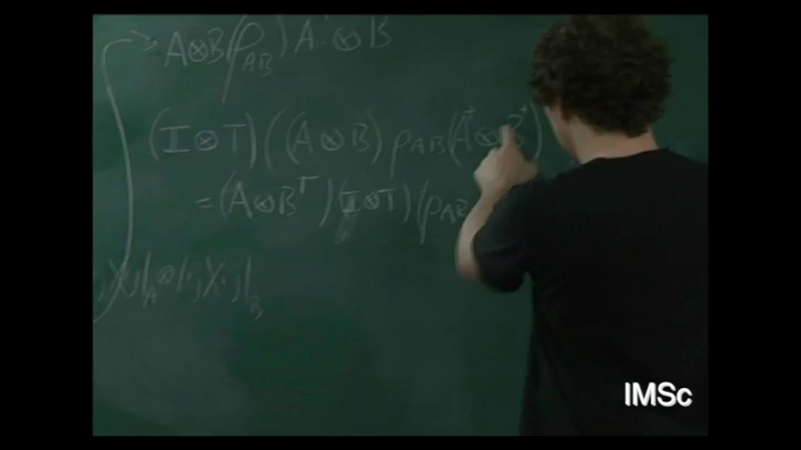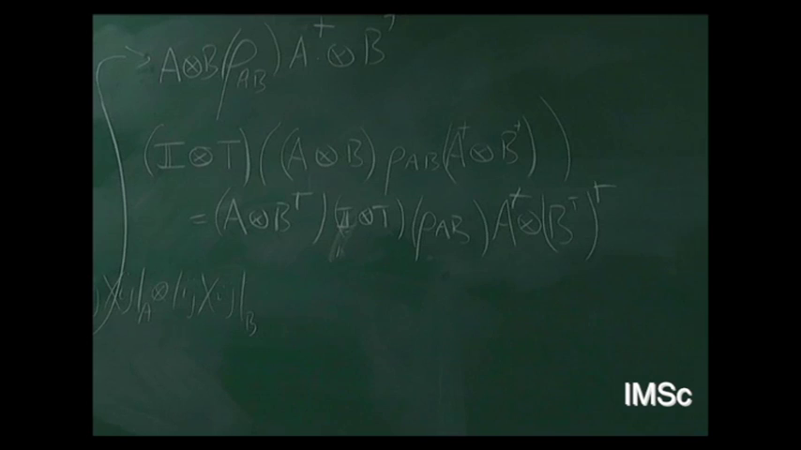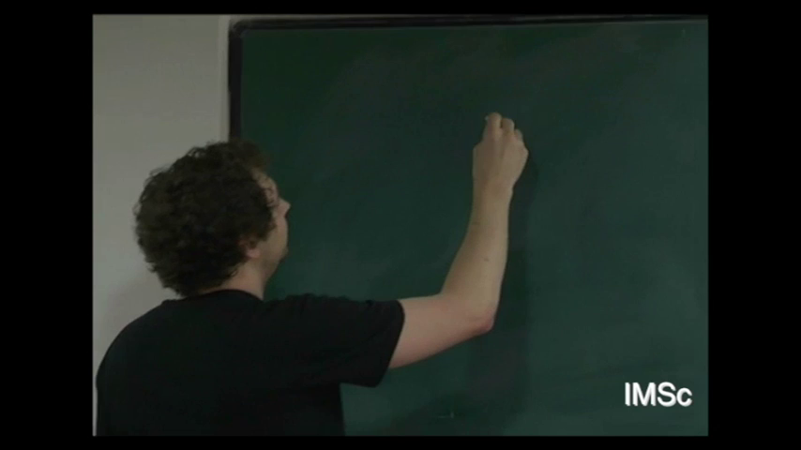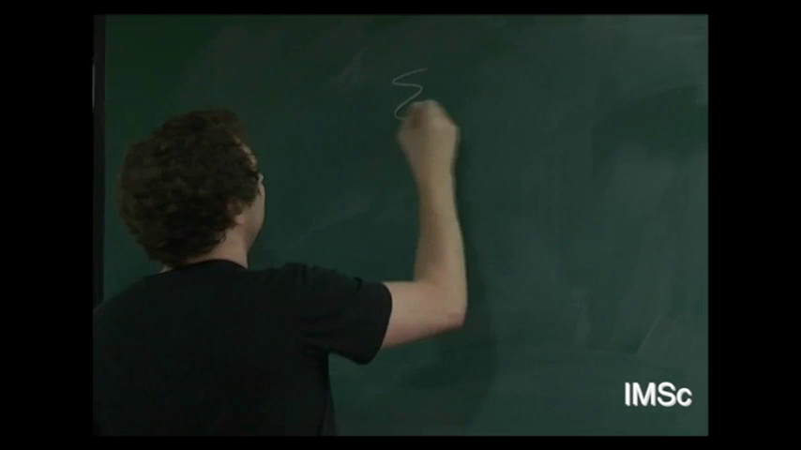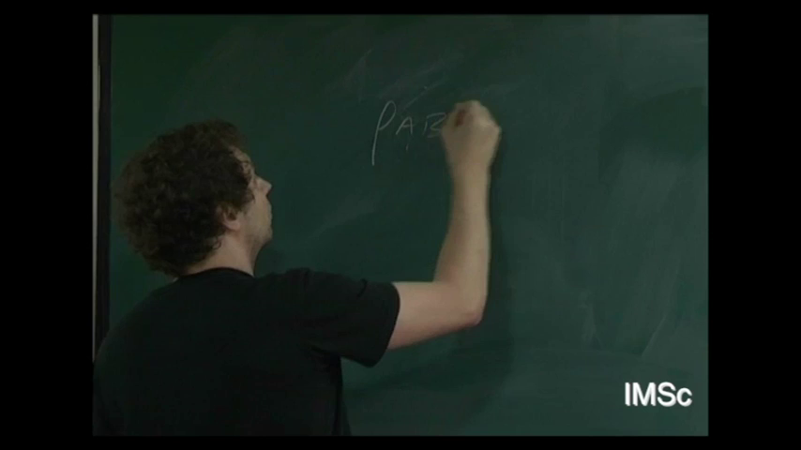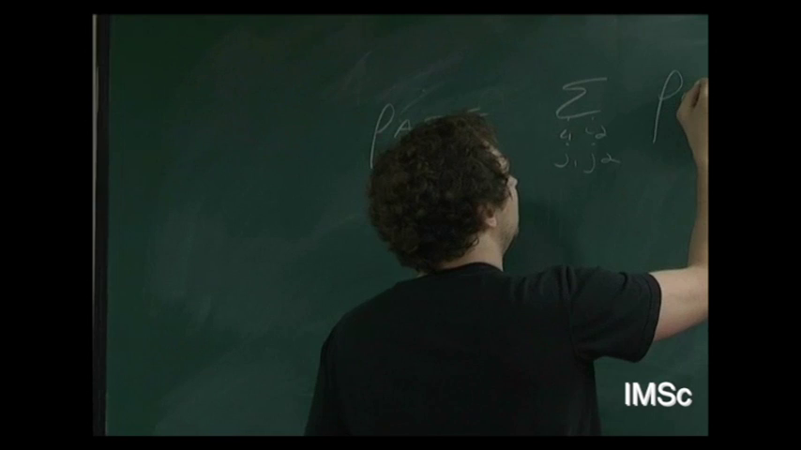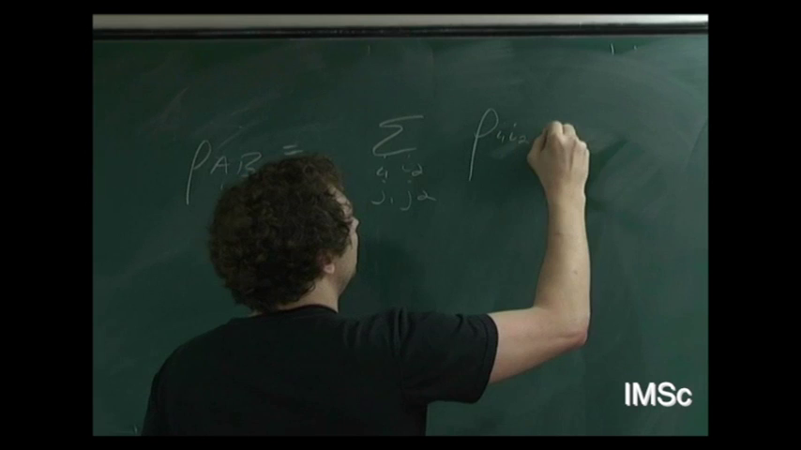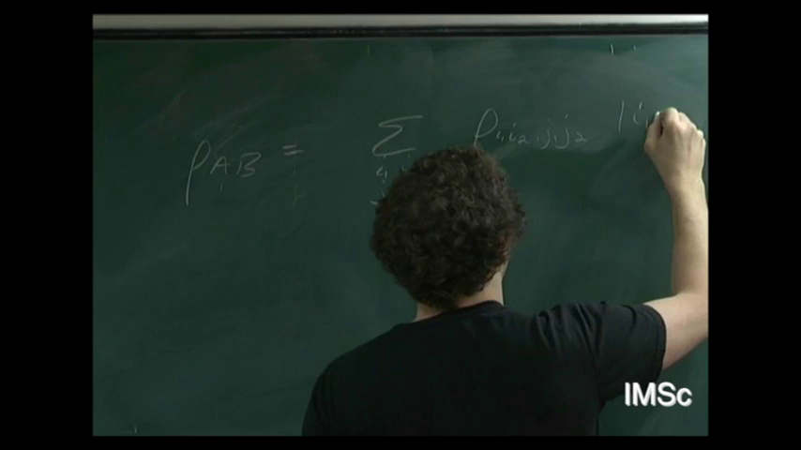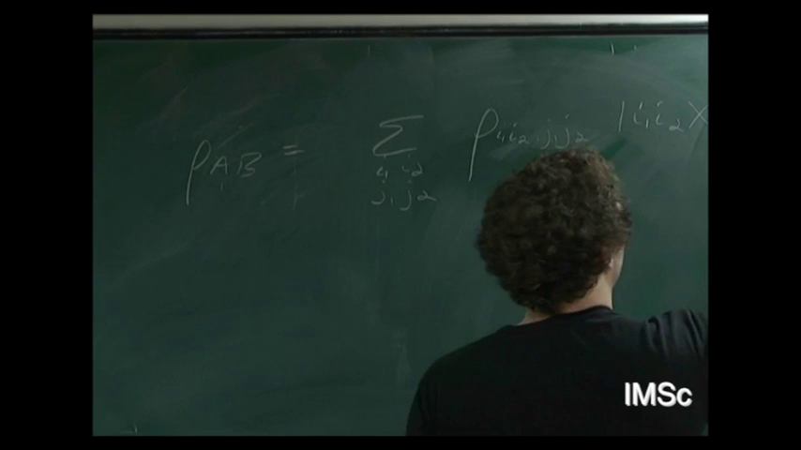This here to here? Let's see. I mean, I can write it out. So let's write it like this. If I have some density matrix, rho AB, it's going to be a sum over I1, I2, J1, J2 of rho I1, I2, J1, J2 on AB. So these are just some complex numbers that are the elements of your density matrix.